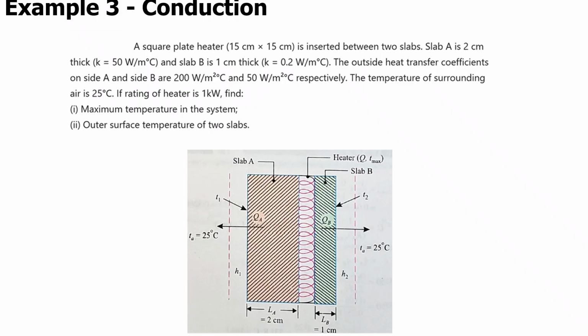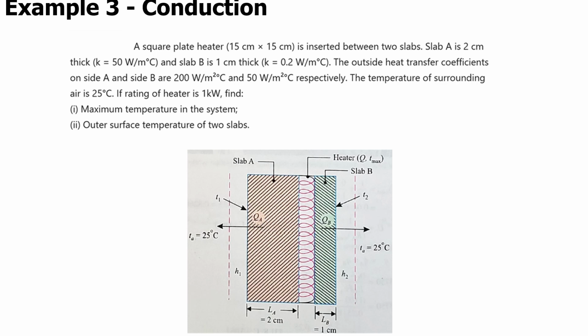Let's detail the problem statement. A square plate heater measuring 15 by 15 centimeters is positioned between two slabs. Slab A is 2 centimeters thick with a thermal conductivity of 50 watts per meter degree Celsius. Slab B is 1 centimeter thick with a thermal conductivity of 0.2 watts per meter degree Celsius. The outside heat transfer coefficients are 200 watts per square meter degree Celsius on side A, H1, and 50 watts per square meter degree Celsius on side B, H2.